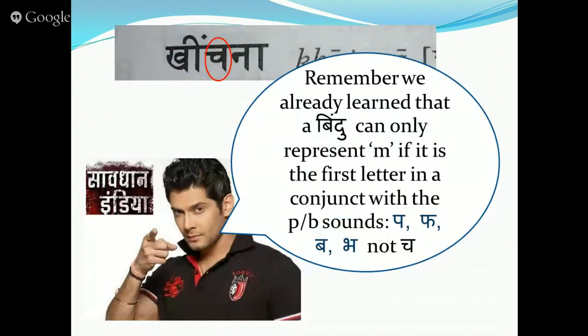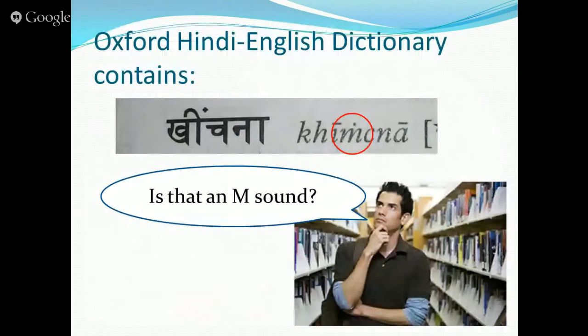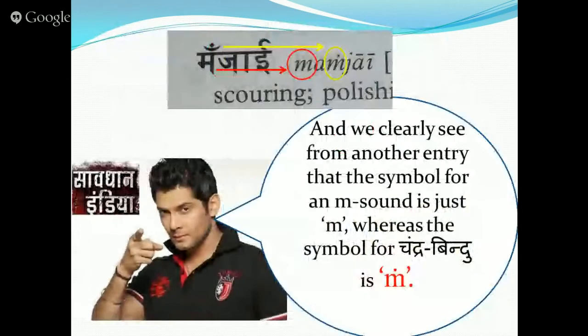Well, remember lessons ago we talked about how an M sound is only joined with ba, pa, ba, and pa. So using our powerful deductive skills of reasoning, this dot cannot be an M sound. Okay, if we look again, it's kind of common sense. Why does it have a dot over it? If they meant an M sound, why didn't they just put M?